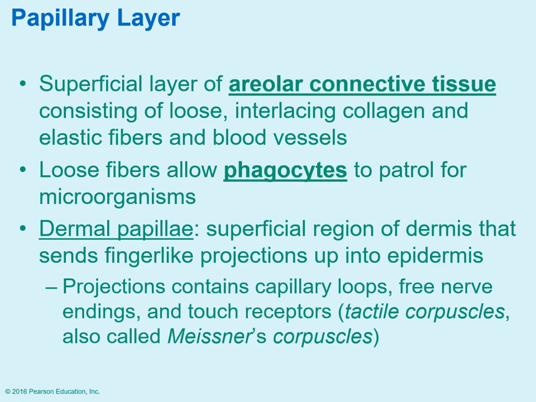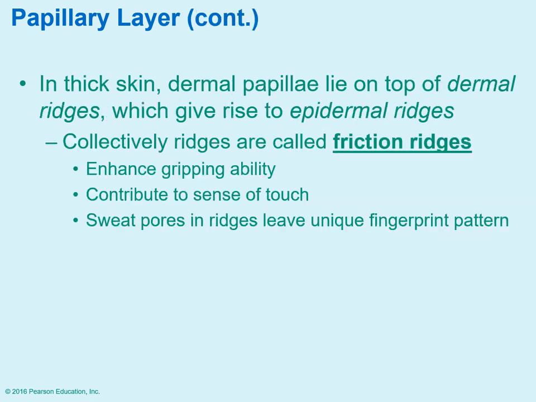Those are those little projections up into the epidermis. They do contain a lot of the capillaries, free nerve endings, etc. that are in there. It's increasing the surface area. So this gives rise to what's known as epidermal ridges, which is what you know as fingerprints. The little lines and ridges that you see on your toes and on your fingers. Anatomically, we refer to them as friction ridges.